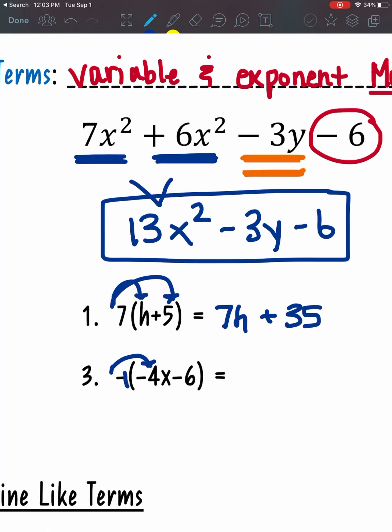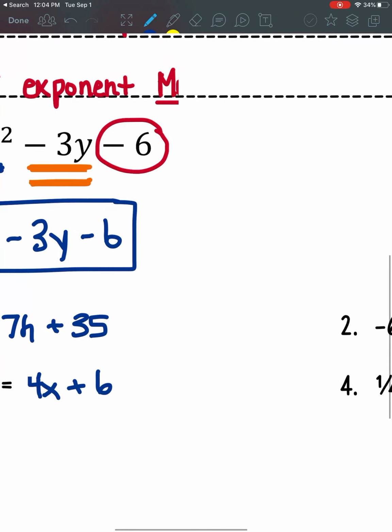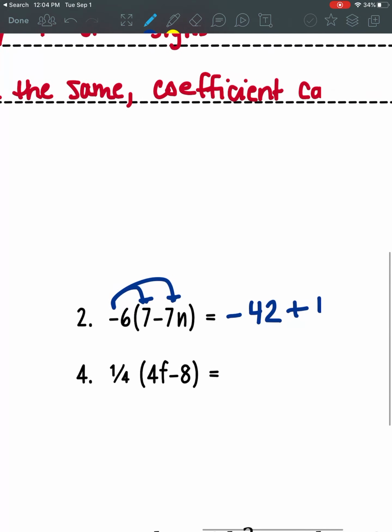Okay, here's another example where we have a negative 1 out front. So negative times a negative is a positive. 1 times 4 is 4, so 4x. Then negative 1 times negative 6, so we get plus 6.